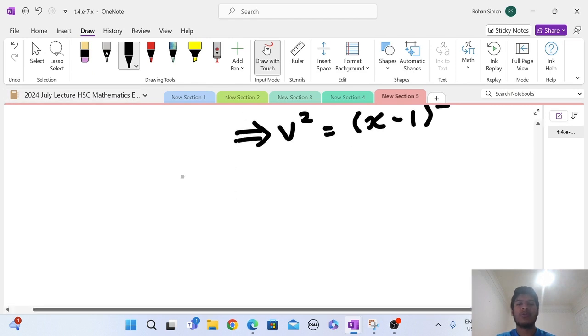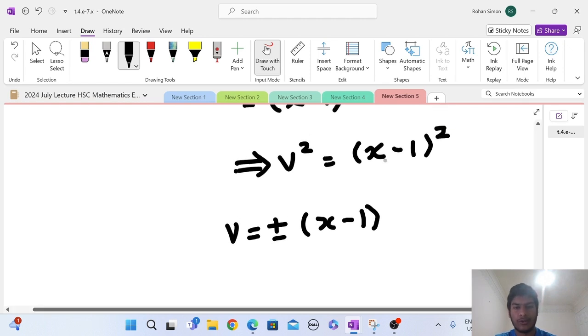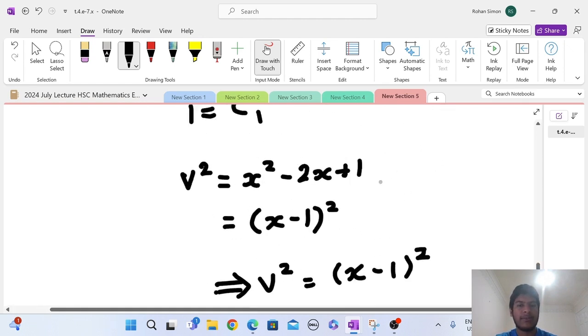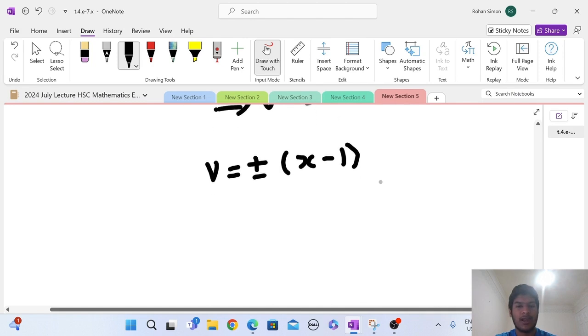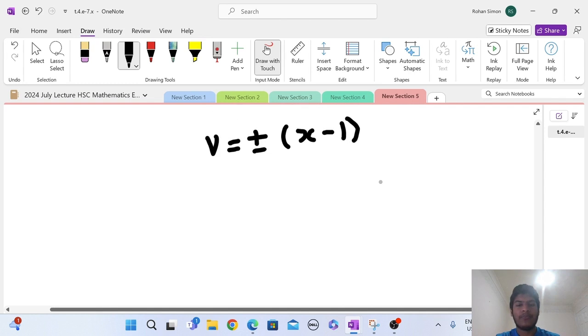Now we can go ahead and square root both sides. And if we square root both sides, we get v equals plus or minus x minus 1. Now we do definitely need the plus or minus there because we're taking the square root. And this quantity can either be positive or negative, right? X minus 1 can take positive or negative form when we square root it.